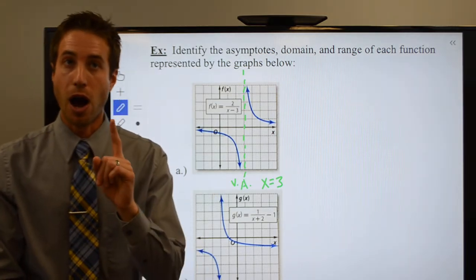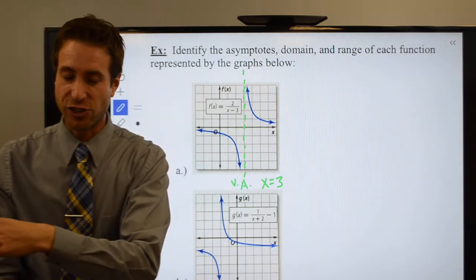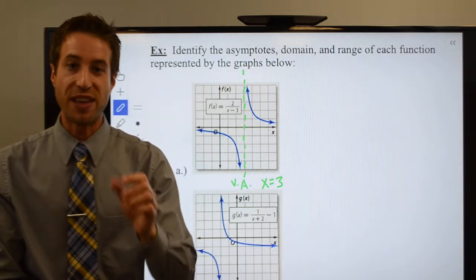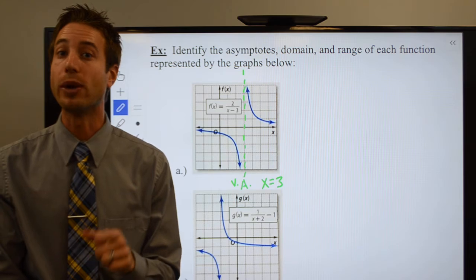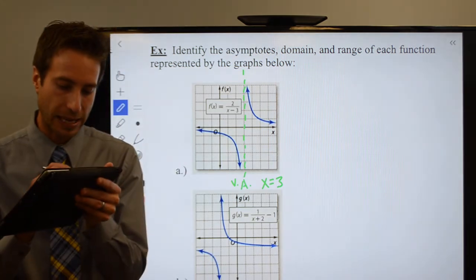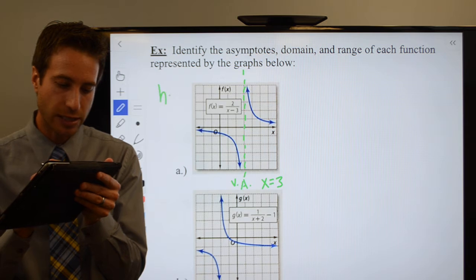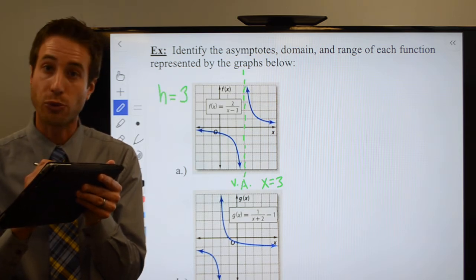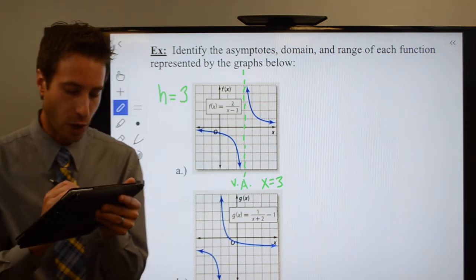Now remember, on the first page of the notes, I told you that the vertical asymptote is going to be the value of h. What this tells me is that h is equal to 3. All right, let's keep going.